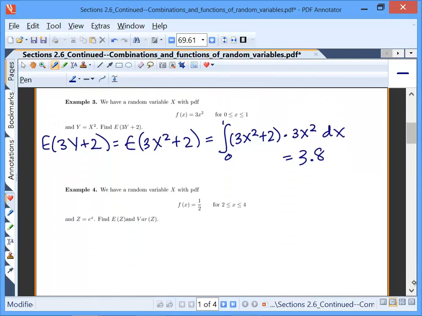It's really simple. So for my last one, we have a random variable x with PDF, again 1/2 for x between 2 and 4. And my new random variable, I called it z. Z equals e to the x. Find the expected value of z and the variance of z.